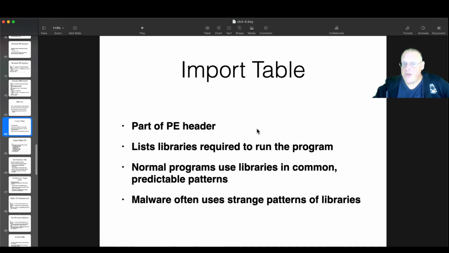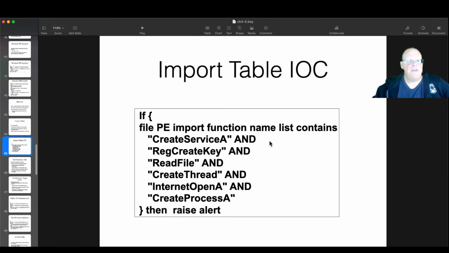So the import table is the list of all the libraries and the function calls needed for the program. And malware often uses a strange pattern of libraries, so you might look, if it uses these particular functions, then raise an alert. These are all pretty common functions, so I'm not sure this is a very good rule, but it's possible that this particular combination of functions doesn't happen to be used in common software. That could be. You'd have to test it and see.